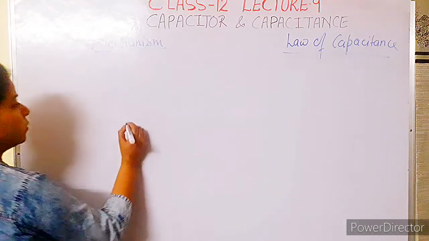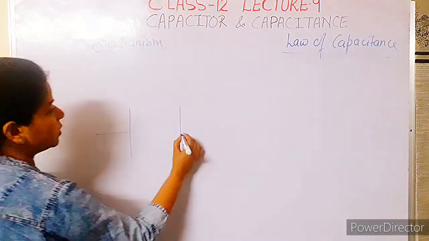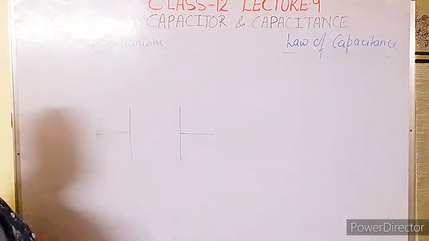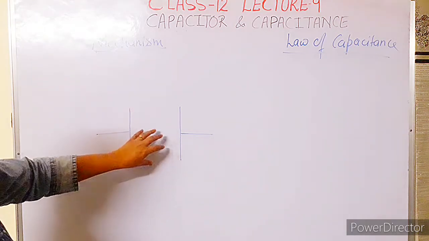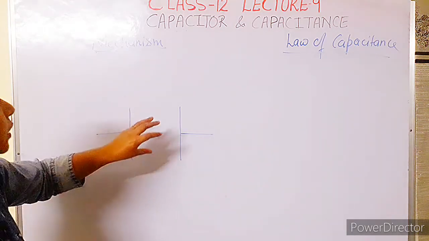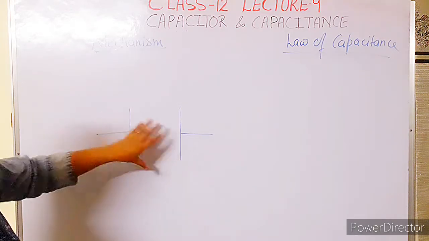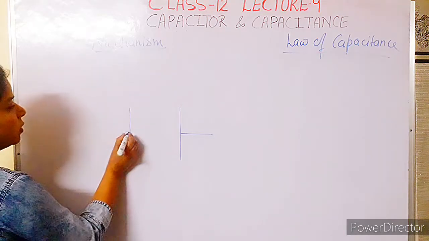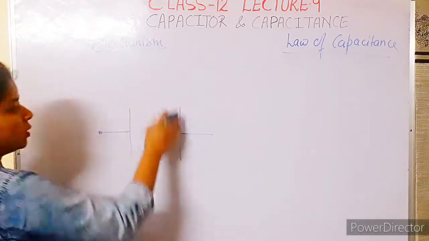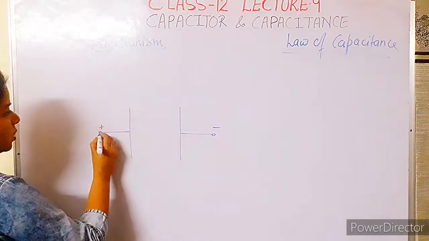So for the mechanism we need to draw one capacitor. Again it is represented by two parallel conducting plates, and in between the plates there is a vacuum, air, or any dielectric. We can fill any dielectric, we can fill air inside it, or we can leave it as a vacuum. So these are the capacitor's internal parts. And now this terminal is positive charge, this is negative charge.